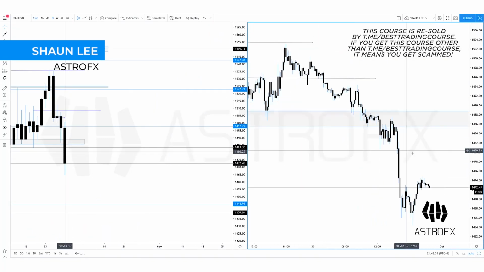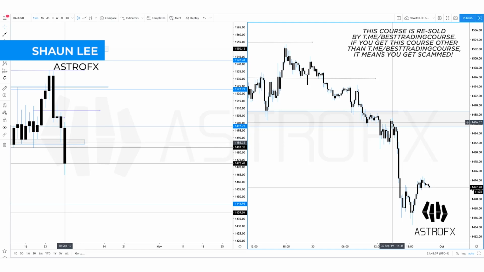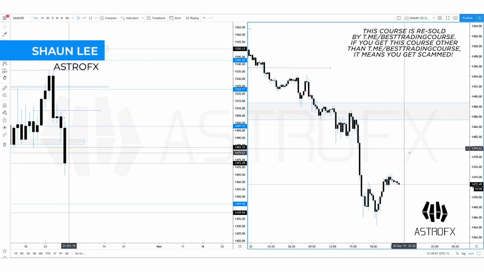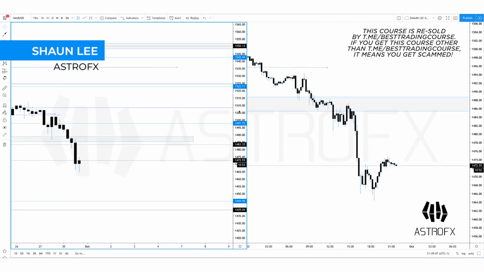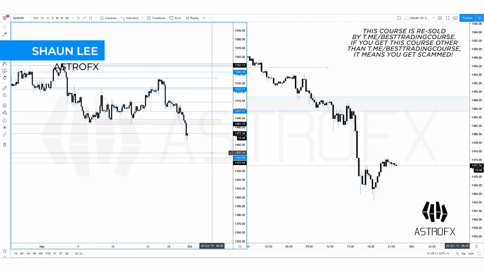1444, and then we can see over here on the hourly where price came through, okay, come back into the region and then melted straight off that. So from 1486, 1487 into current lows, that was a good move. So what I'm now looking for and expecting is further downside. Gold's just hanging off a cliff right now. It's in no man's land.